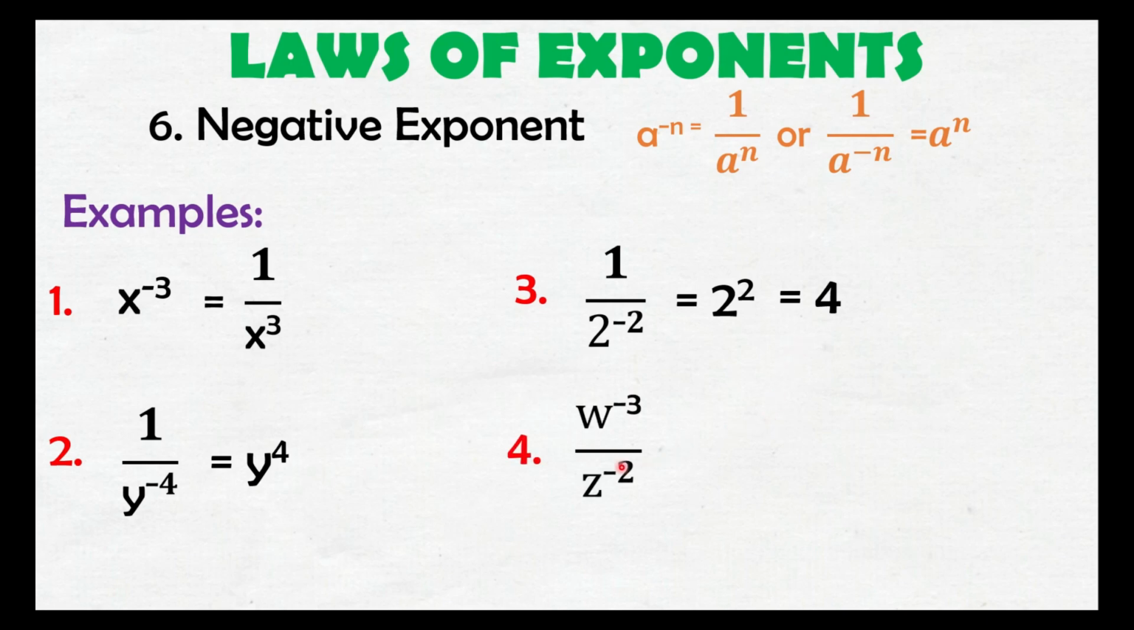Another example is w raised to negative 3 over z raised to negative 2. So, may mga exponents siya na negative, no? Ang gagawin natin is, itong w raised to negative 3, lagay natin sa denominator. At itong z raised to negative 2, lagay natin sa numerator. In that case, mawawala na yung mga exponent na negative. Okay? So, from numerator, nilagay natin sa denominator, and from denominator, nilagay natin sa numerator. Okay? So, ganun yung process ng pagtanggal ng exponent na negative.